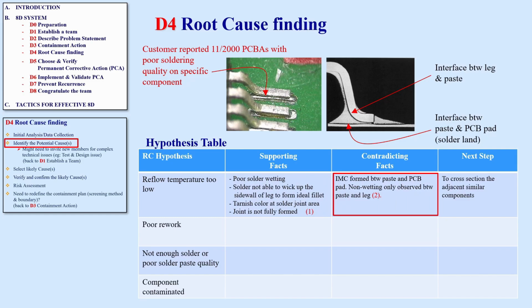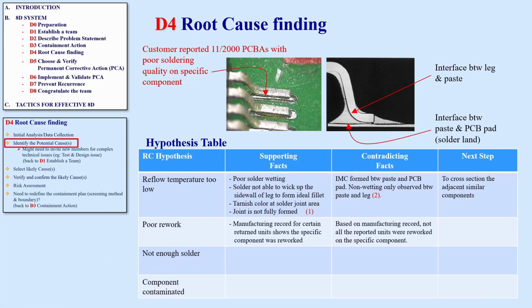If the problem is due to low reflow temperature, generally, we should observe the soldering issue at both interfaces. To confirm this, the proposed next step is to cross-section the adjacent similar components. If the issue is due to low reflow temperature, then we should observe the similar poor soldering symptom on these adjacent components too.